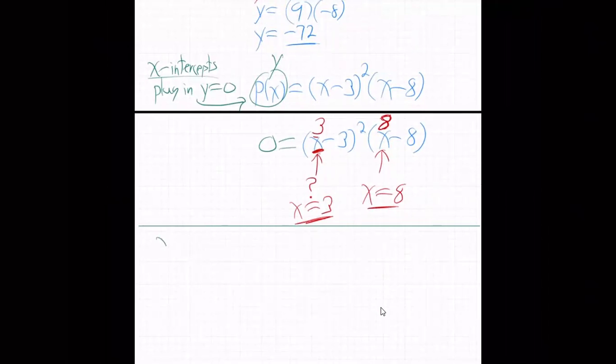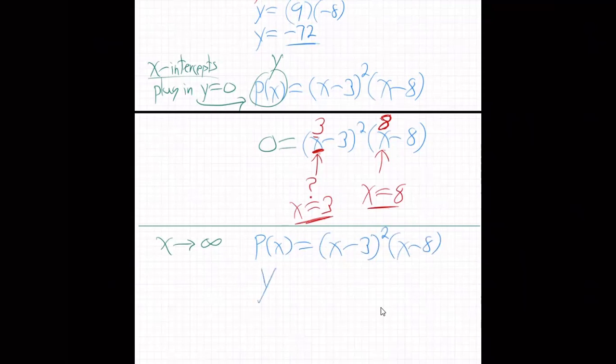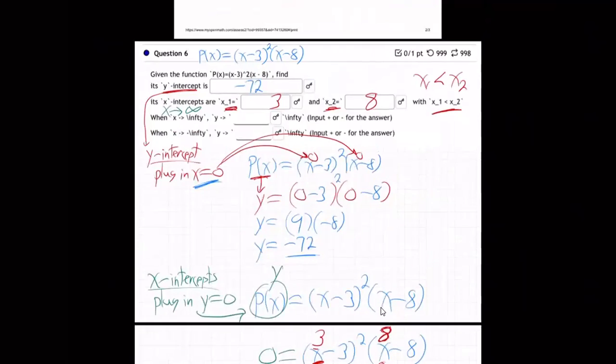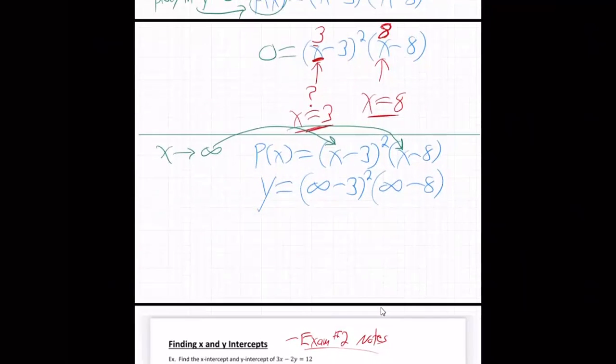Okay, so now X goes to infinity, and we just keep working with this function. P of X is (X minus 3) squared times (X minus 8). Remember, this is Y right here. Function values are Y values. So if I plug in infinity, what am I getting? (Infinity minus 3) squared times (infinity minus 8). And I'm just plugging X in as of now. Infinity is not really a number, but it's a concept, and we can follow the concept.